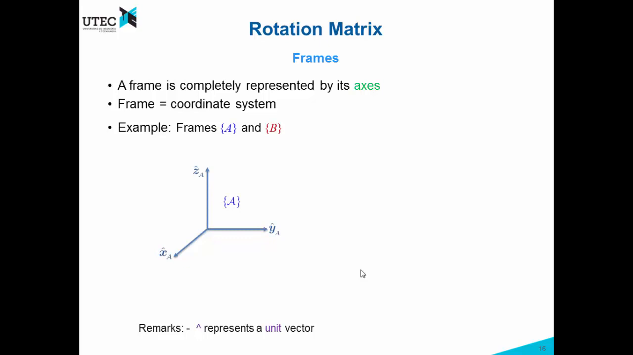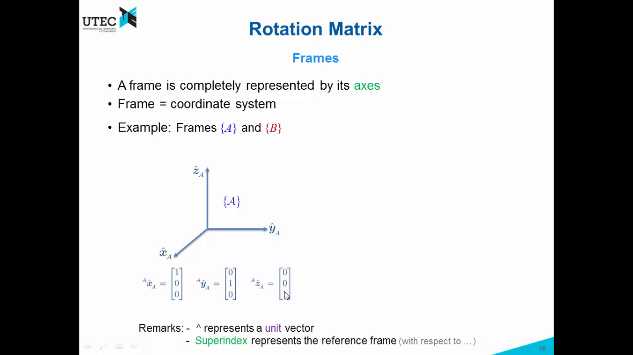Let's see frame A. Frame A is defined by the axis XA, YA, and ZA. The hat here represents a unit vector. If we want to represent this XA in frame A, this will just be 1, 0, 0. This superindex here represents the reference frame, it is with respect to. So this is X sub A with respect to A. If we want to represent Y sub A in the frame A, it will be 0, 1, 0. And for Z sub A in frame A, it will be 0, 0, 1.